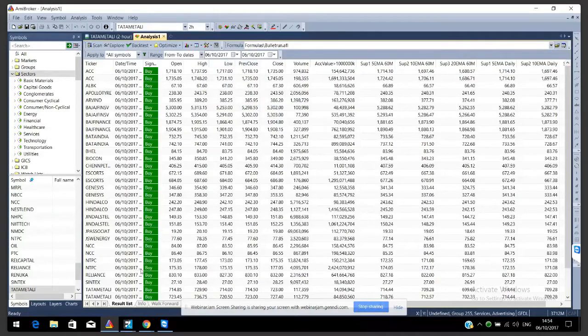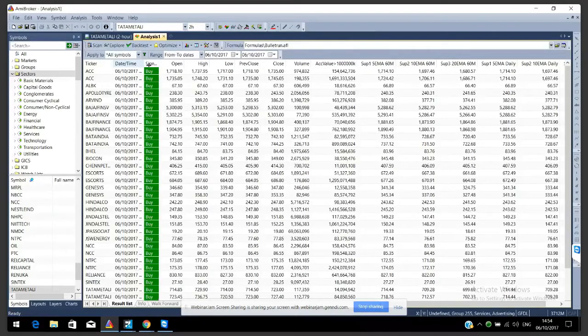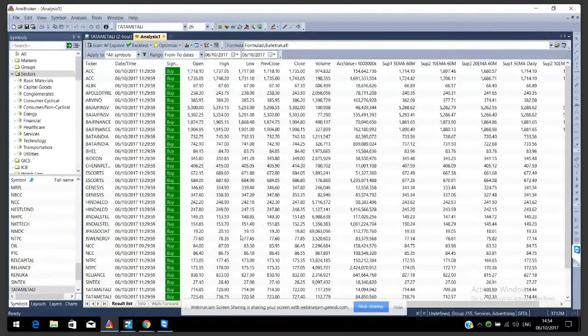A lot of people ask me, how do you pick stocks? How do you find the stocks that are coming up? Here, you see here, these all are buy signals. I don't have sell signals in bullet run. Why? Because you know what you want. Your mindset and my mindset might be different.